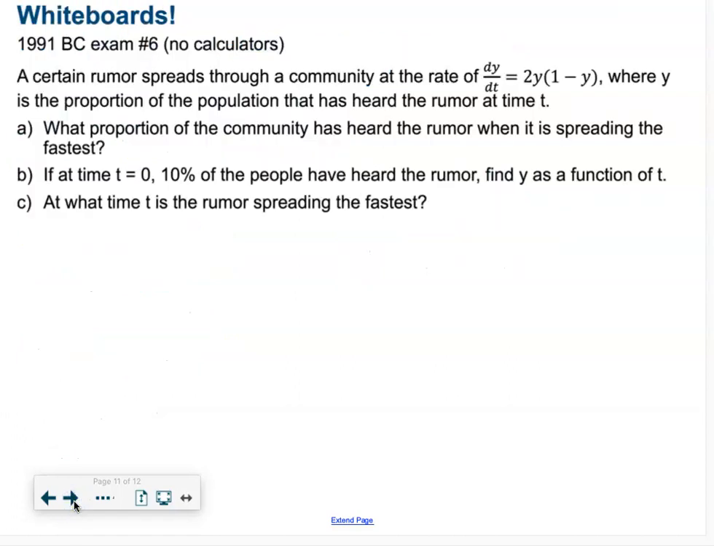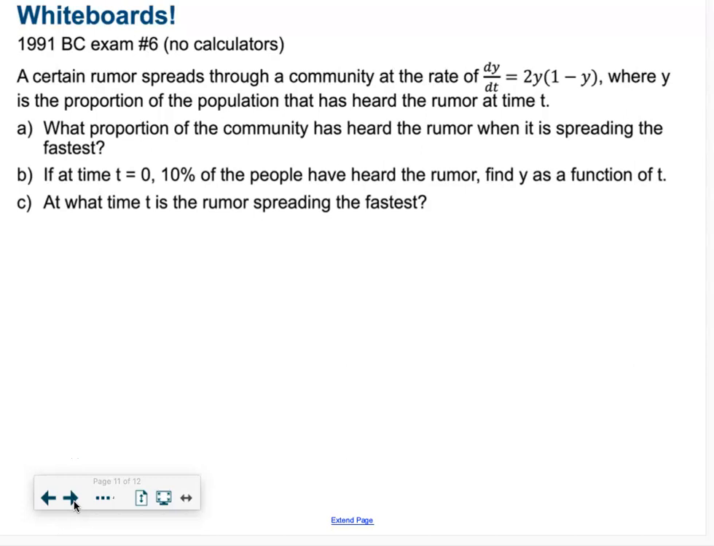We're not going to do this on whiteboards. We don't have time. So this is actually an AP problem from 1991. It's quick, it's fun, it's logistic. So we're going to do it. All right? Okay. So 1991 BC number 6, no calculators.